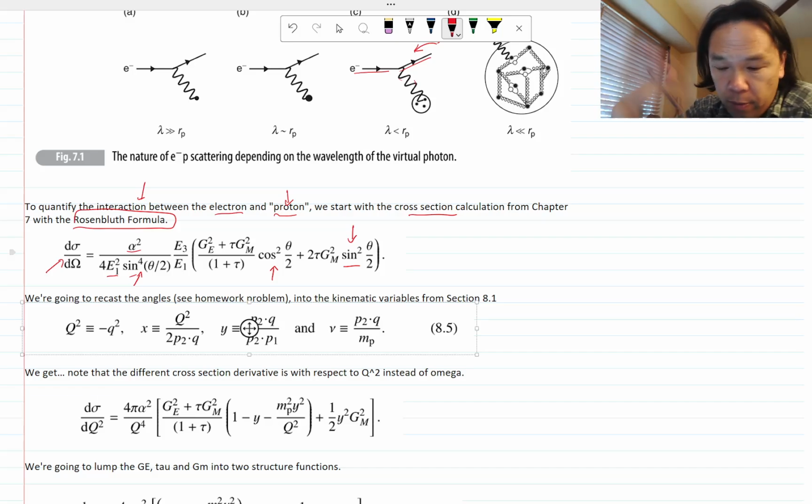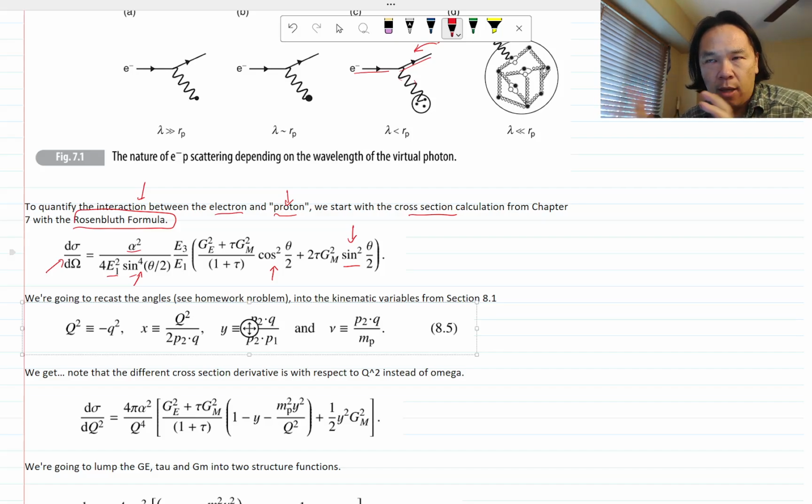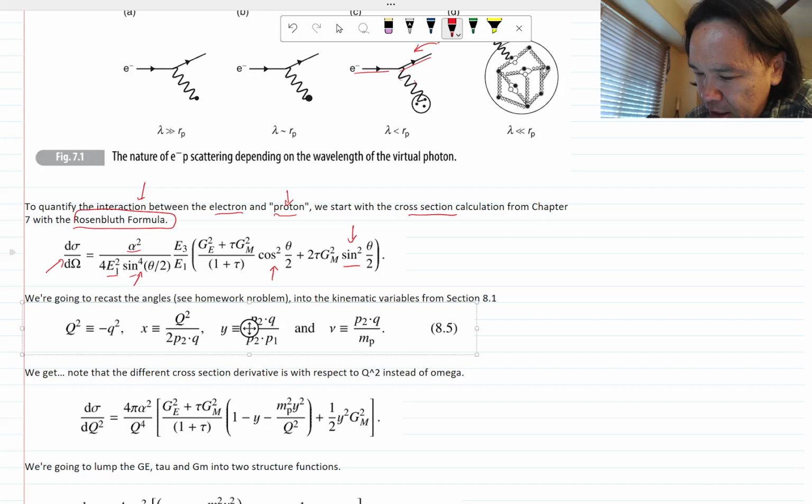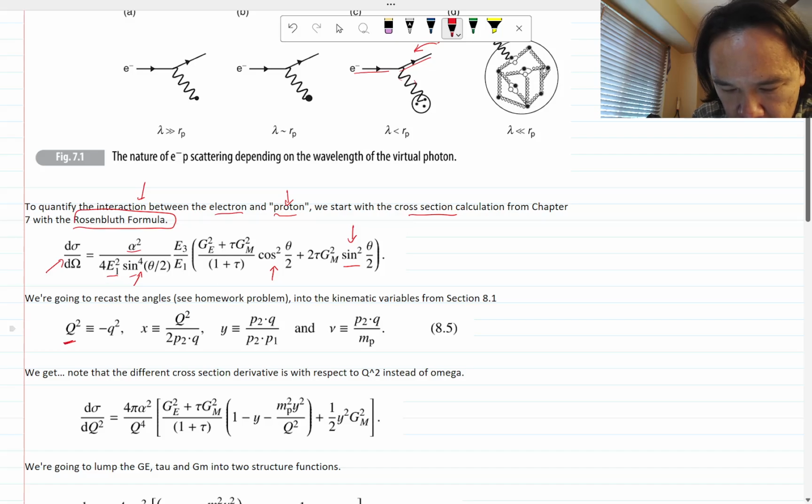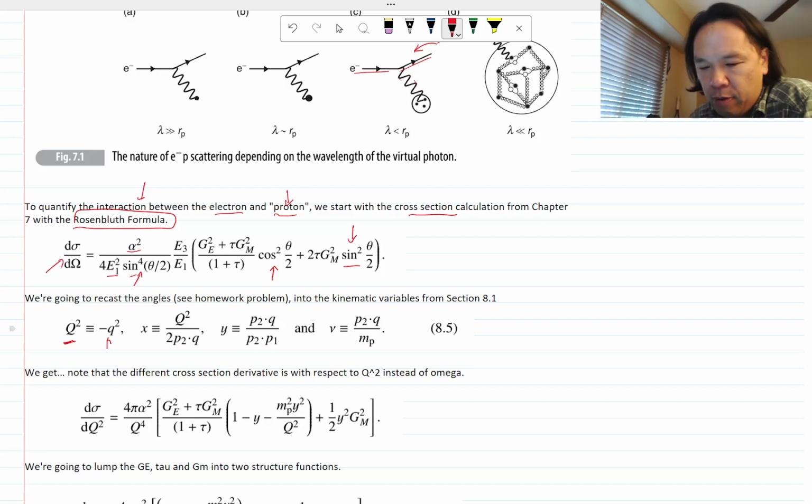What we're going to do is reformulate this once again so that it makes more sense to quantify it in terms of the content inside the proton itself. So as usual, the capital Q squared is defined to be negative q squared. Just as before, since this is a t-channel or scattering process, the lowercase q squared is always going to be negative, so it's more convenient to use capital Q squared, which makes it always positive.